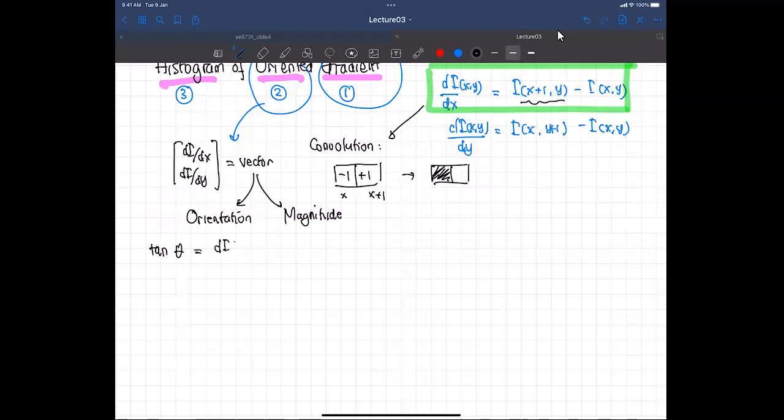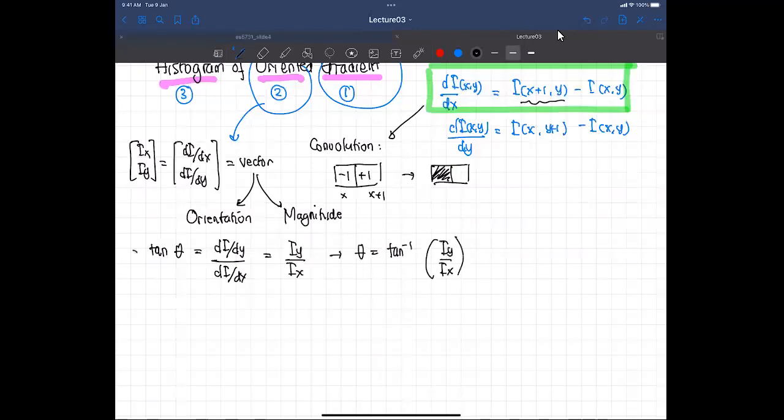dI/dy divided by dI/dx. So you can shorten this: this one is Iy over Ix. Any questions so far for this orientation? Okay, in other words, as mentioned, theta is the arctangent, tan inverse, of Iy over Ix. Okay, so that's the orientation.